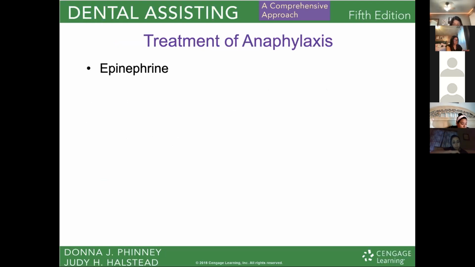Okay, epinephrine should be administered as soon as an anaphylactic response begins. Many patients with known severe allergies often carry their own EpiPens, but if they don't, this is another reason why you want to update your office's emergency medical kit, because an EpiPen should be kept in that kit, or at least some type of injectable epinephrine.